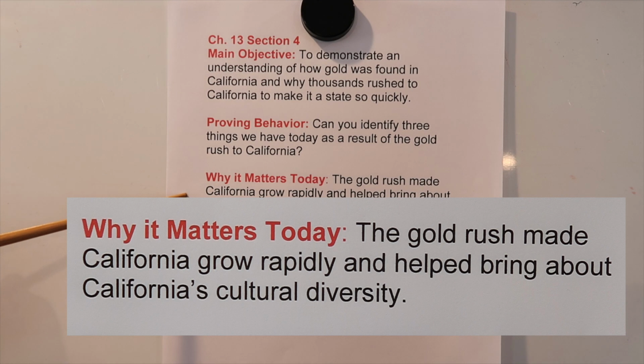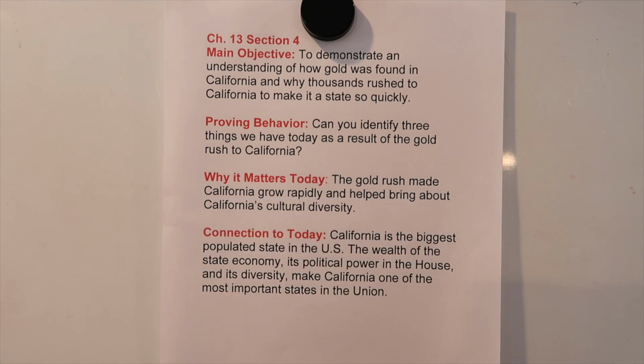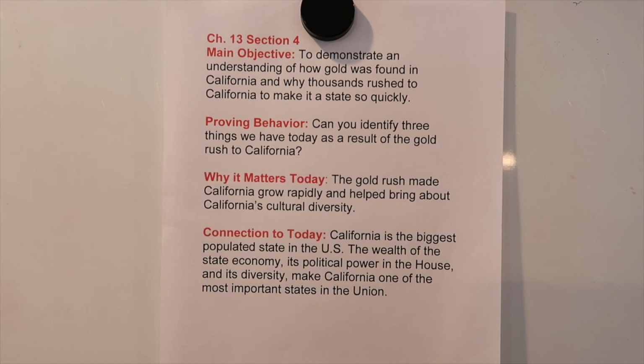Why it matters today. The gold rush made California grow rapidly and helped bring about California's cultural diversity. In the chapter it talks about how many different people who weren't in California at the time rushed to California in order to capitalize on the gold rush. And the connection to today: California is the biggest populated state in the United States. The wealth of the state economy, its political power in the House, and its diversity make California one of the most important states in the Union.